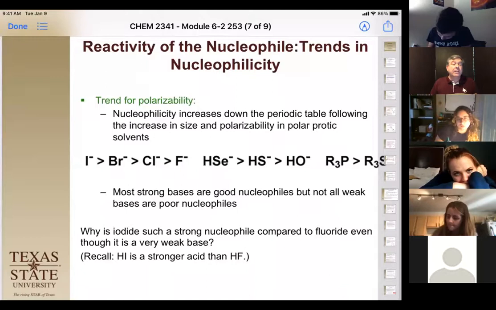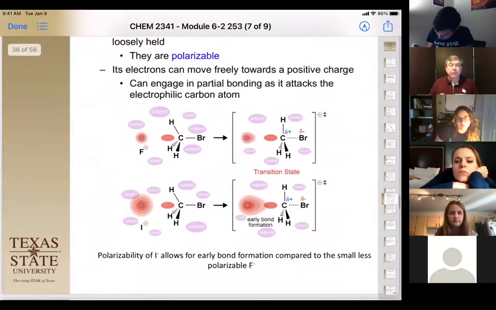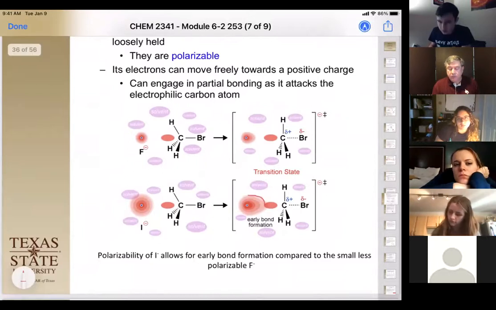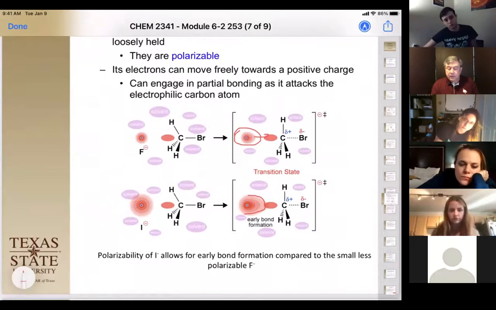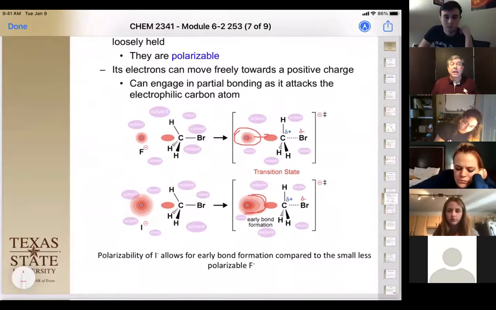And more polarizable is more reactive because it can start to pull and form our new sigma bond early on, because the electrons can be pulled very far away from the center of the atom, as opposed to very tightly bound electrons where you can't pull them very far, meaning that you can start forming this bond at a much greater distance. And if you're starting to form the bond at a much greater distance, it is more reactive.